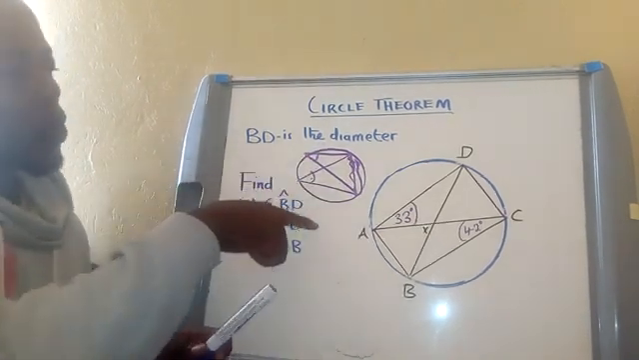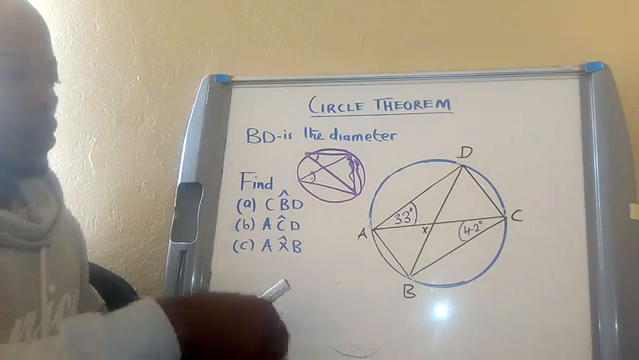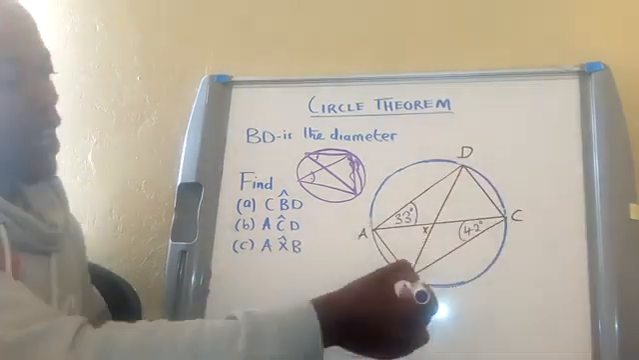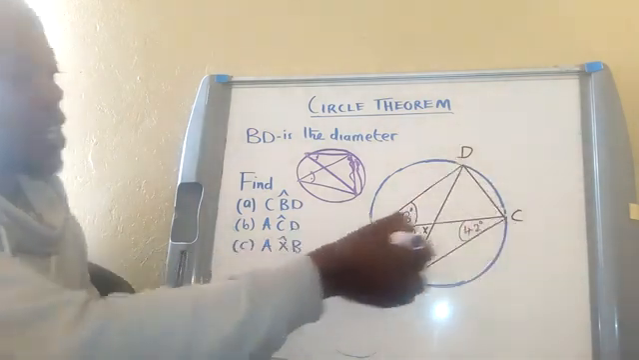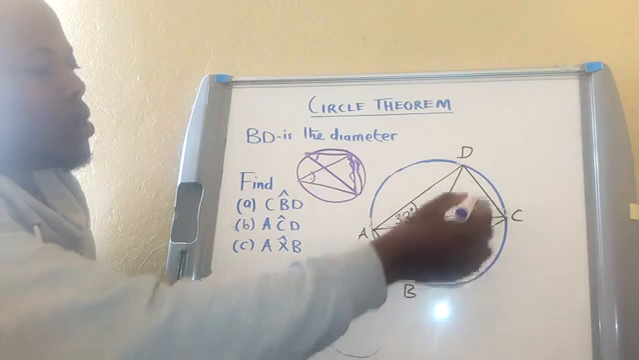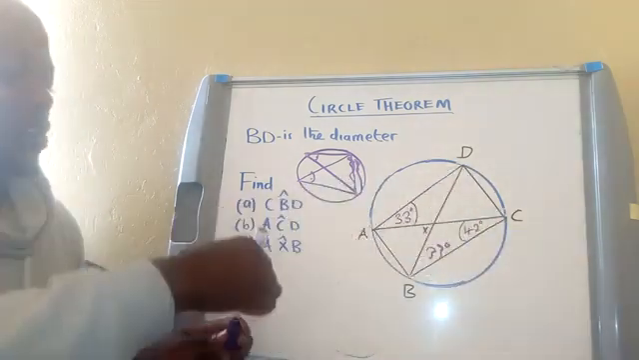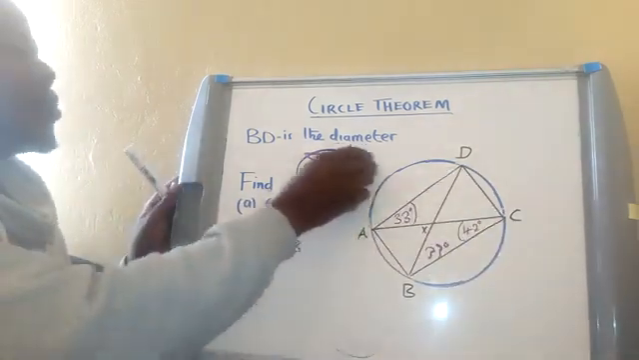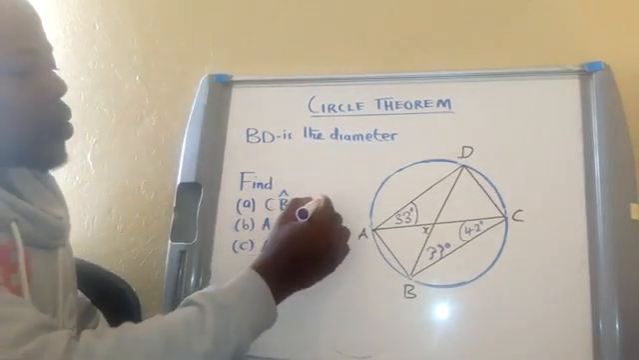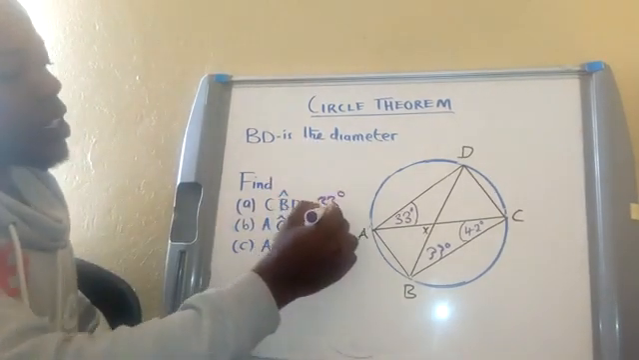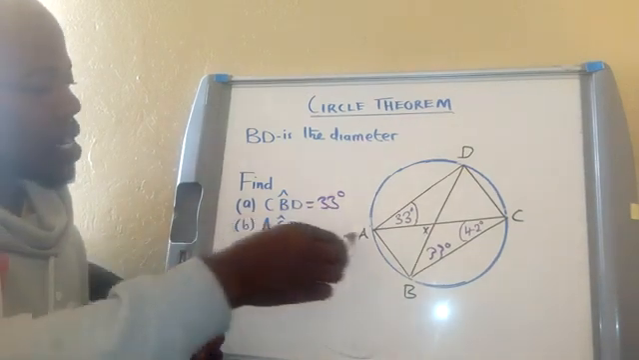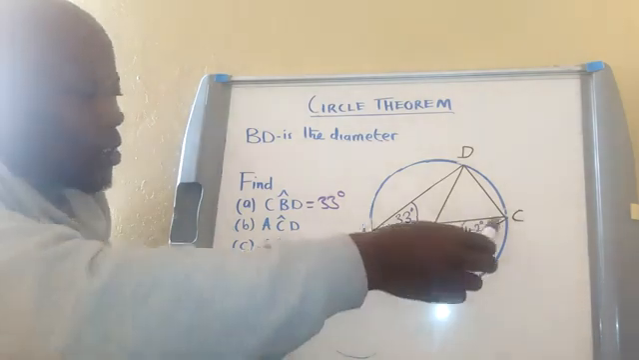So this is a property we're going to use to answer this, where we say this is a segment, an angle coming from this segment, and these are equal. So this will also be 33 degrees because they're coming from the same segment. So we can write here that this is equal to 33 degrees. We go to the next question where they want us to find angle ACD.